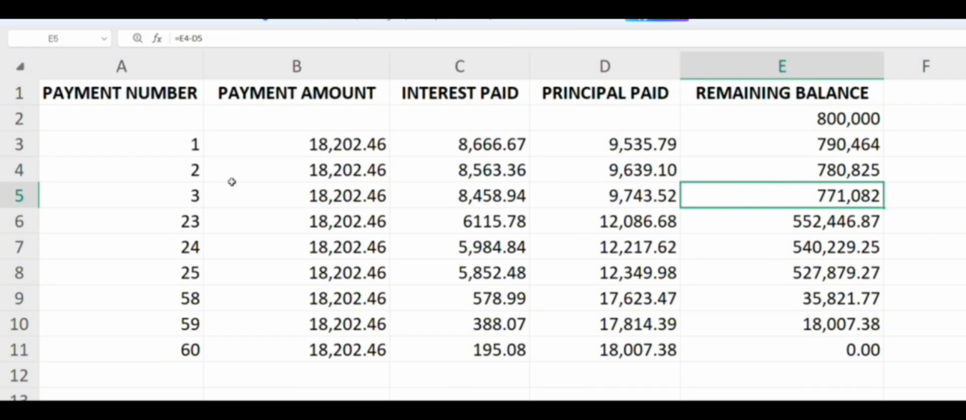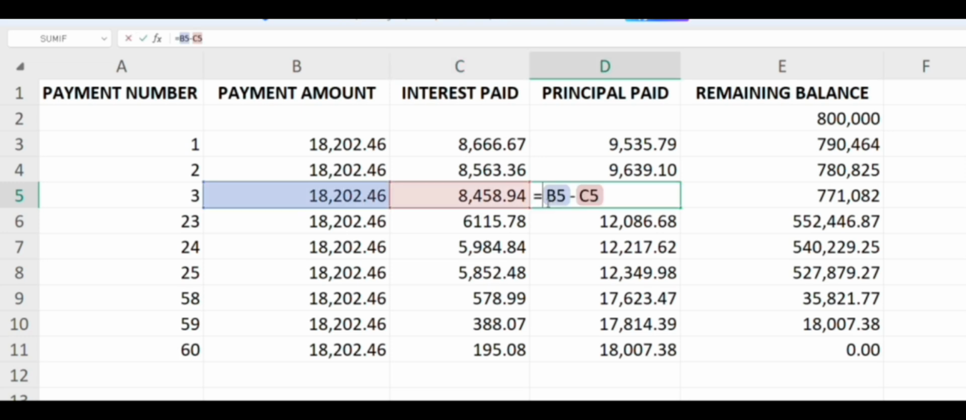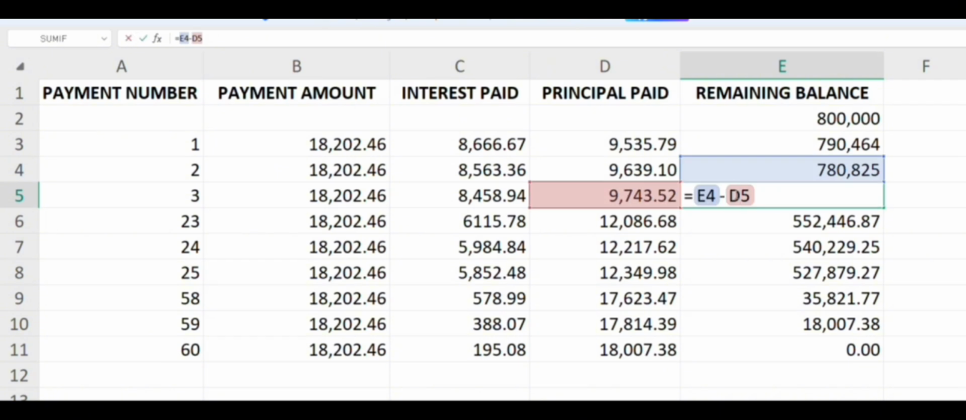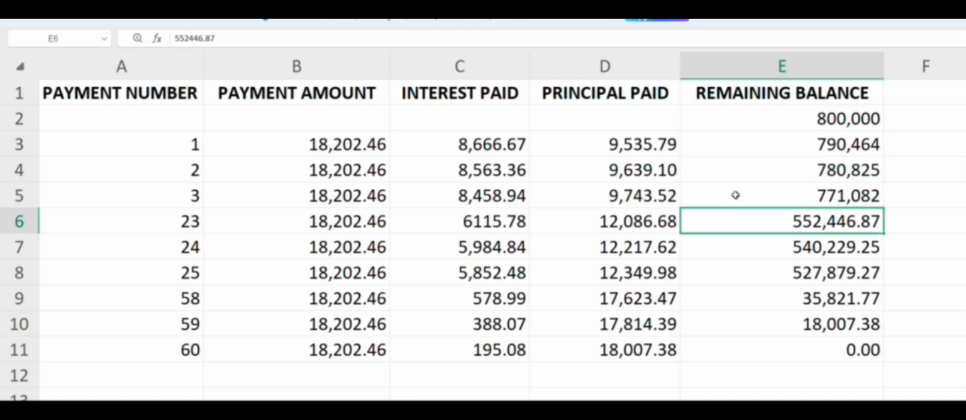And for our third month, our interest paid is 8,458.94. And subtracting our interest paid from our payment amount, 18,202.46 minus 8,458.94 would give us 9,743.52. And for our remaining balance, we need to again subtract our principal paid from the remaining balance: 780,825 minus 9,743.52 would give us 771,082.